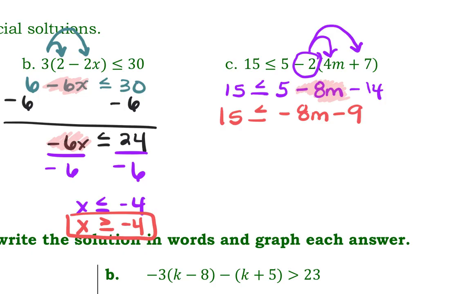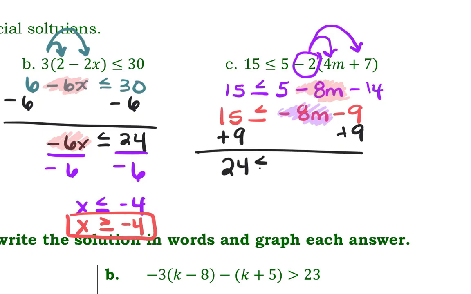All right, highlighting the variable. Again, whatever's next to that variable, whatever's next to the highlighted item is what gets moved. So what gets moved over here? The -9. You're going to eliminate it by doing the opposite. What's the opposite of subtracting 9? Adding 9. Good. So we're going to add 9 to both sides. So I'm going to do a +9 and a +9. And what's 15 plus 9? 24. All right. All I'm doing with the -8m is bringing it down.